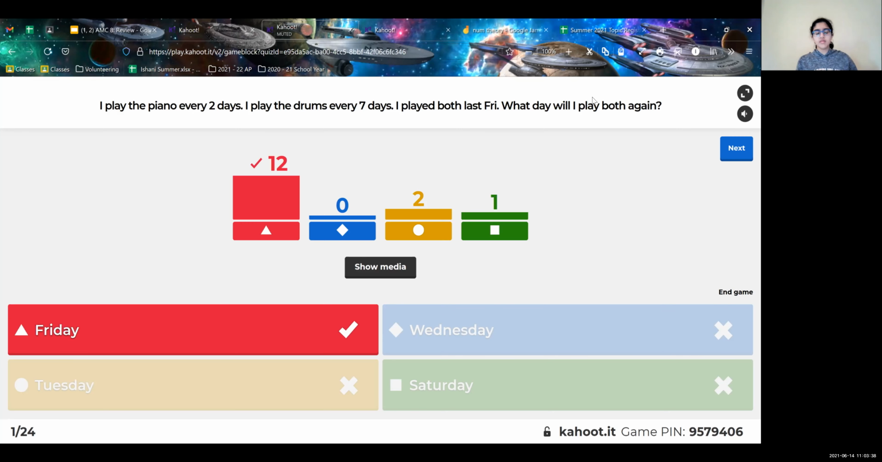So you could use logic, but also when you find the LCM, it would be 14. So in 2 weeks after last Friday, it would be this Friday or next Friday that you would play both again.